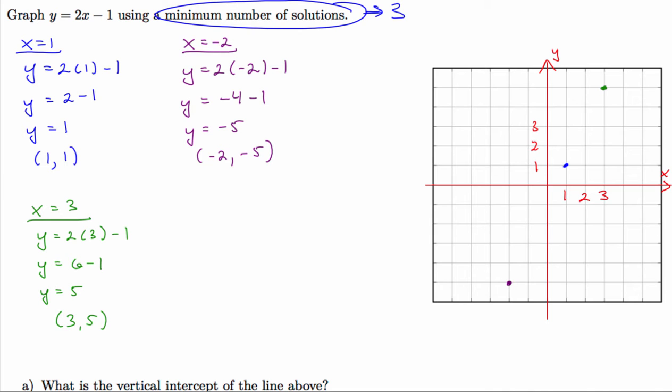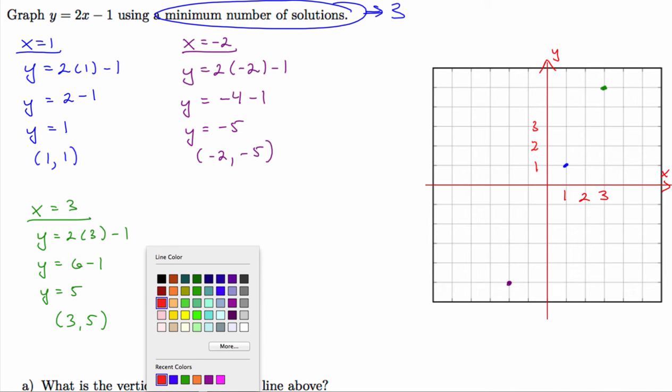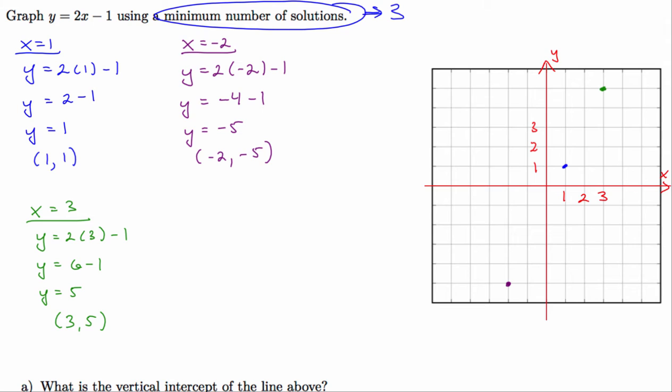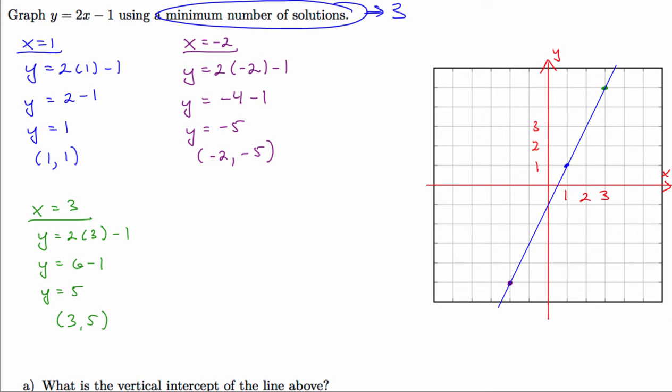Since these 3 points do appear to be on a straight line, I will then use my ruler and connect the dots. To indicate that I recognize this line goes in both directions forever, I'm going to put arrows on both ends of the line. So that gives us our line.